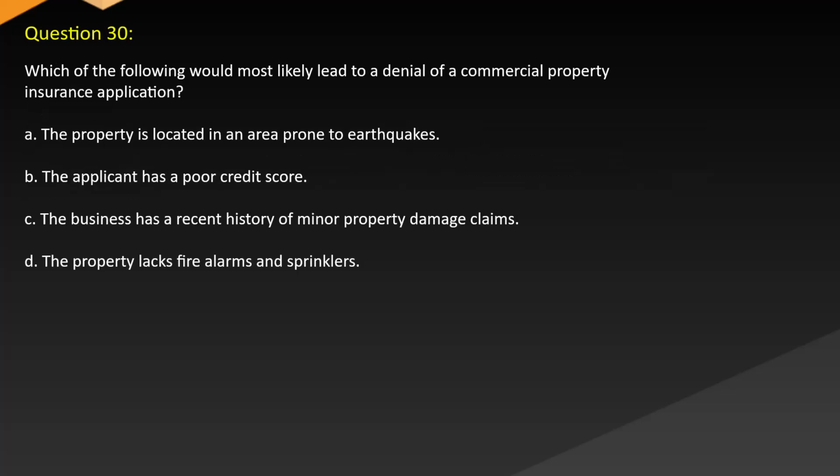Question 30. Which of the following would most likely lead to a denial of a commercial property insurance application? A. The property is located in an area prone to earthquakes. B. The applicant has a poor credit score. C. The business has a recent history of minor property damage claims. D. The property lacks fire alarms and sprinklers.